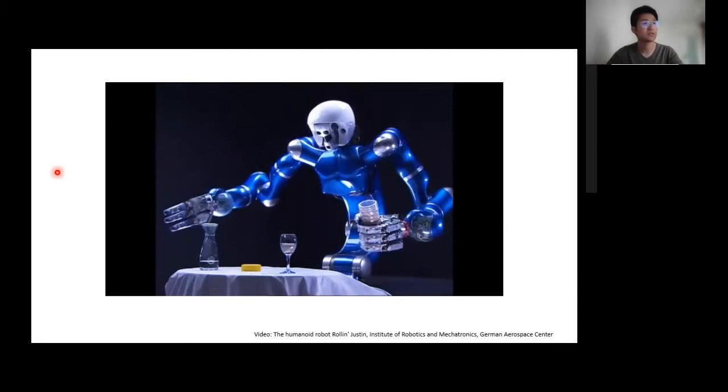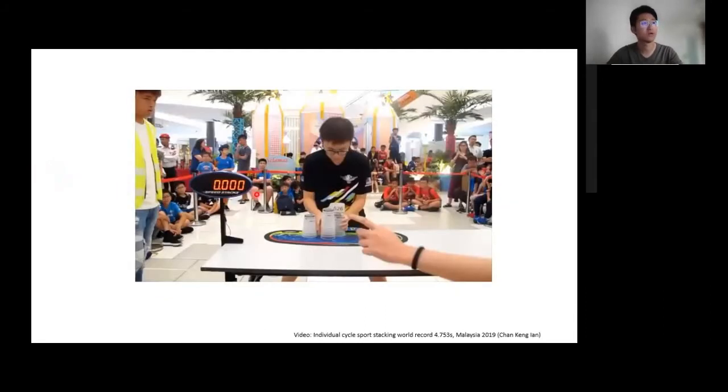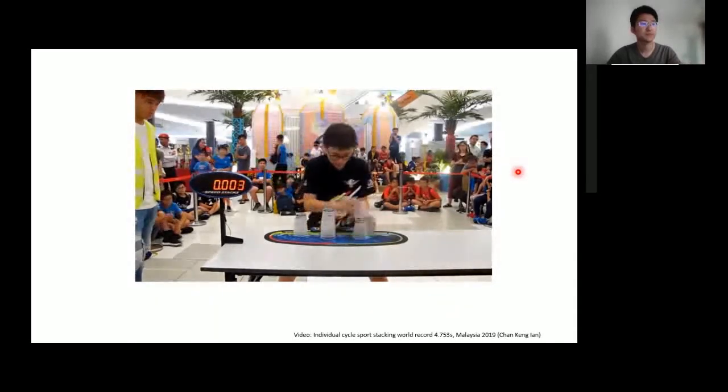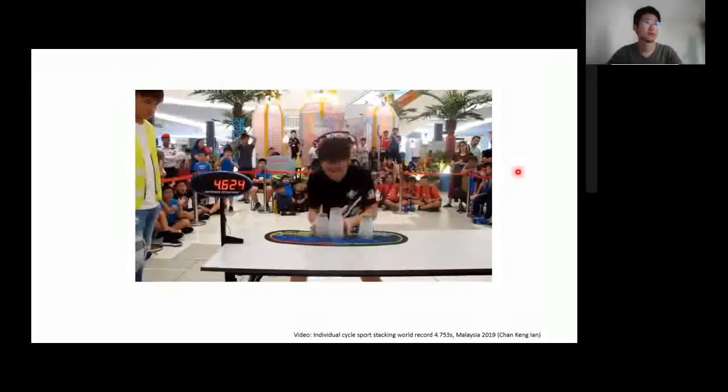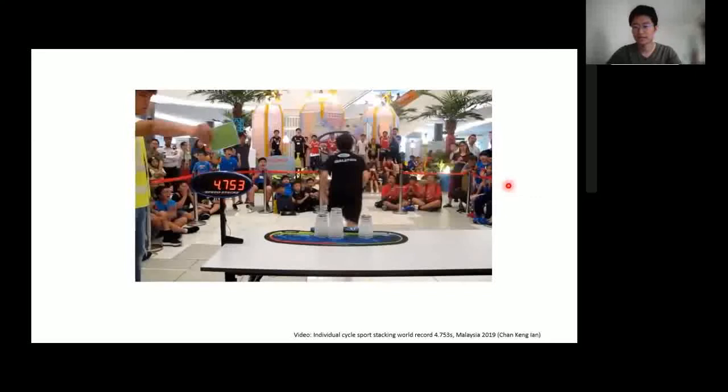Now let's look at humans. I will show you a video about a young kid who is participating in a cup stacking competition, and we'll see how he moves. This guy did this very complicated manipulation of the cups within 5 seconds. So we see clearly that we human beings are much better in movement production and movement control than robots.